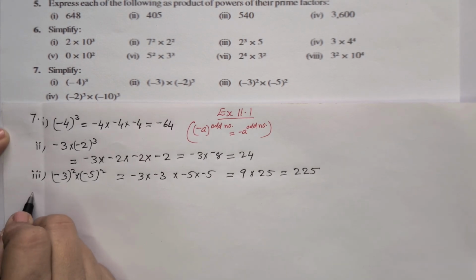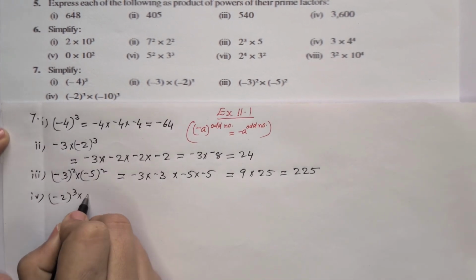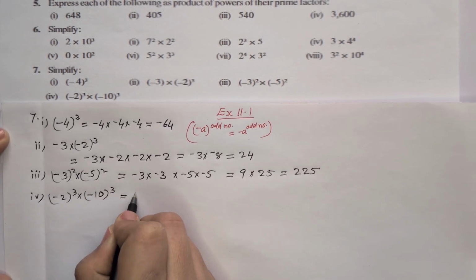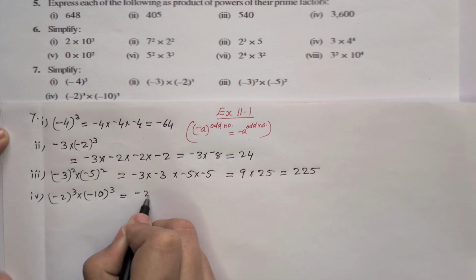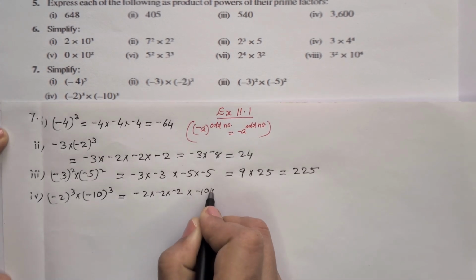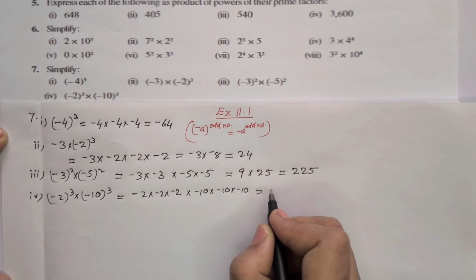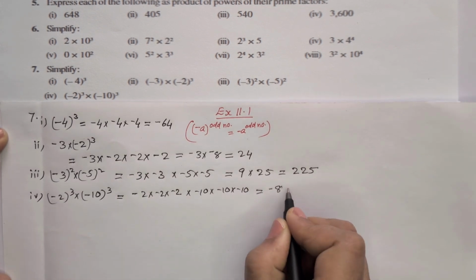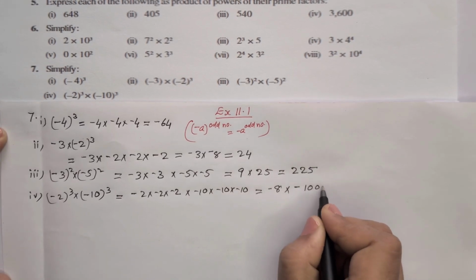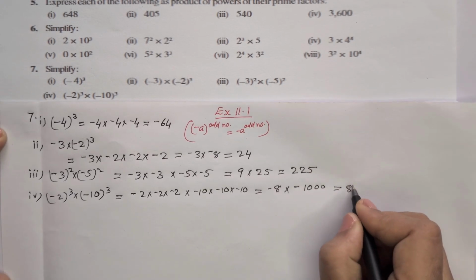Next one, -2 cube into -10 cube, which is equal to minus 2 into minus 2 into minus 2, into minus 10 into minus 10 into minus 10. Here minus 2 three times means minus 8, minus 10 three times is minus 1000. So which is equal to minus into minus positive. So 8000.